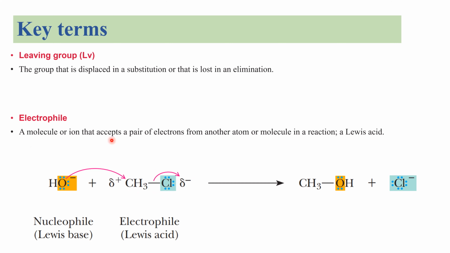So a molecular ion that accepts a pair of electrons from another atom or molecule in a reaction is an electrophile. According to the Lewis definition of an acid, this is termed an acid too, because it is electron pair accepting. So this carbon is now the Lewis acid, and the nucleophile is a Lewis base. Here you can see a hydroxyl group attacking methyl chloride, converting the alkyl halide into methanol.